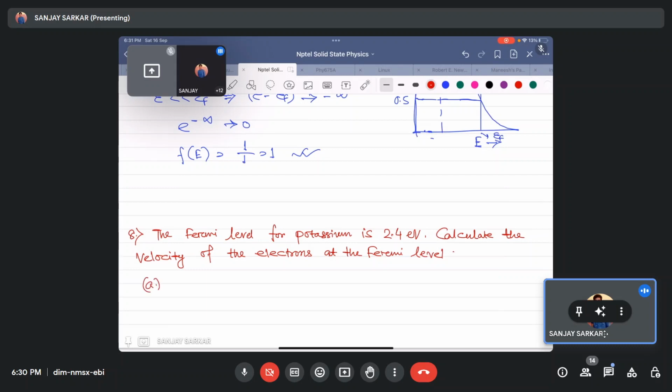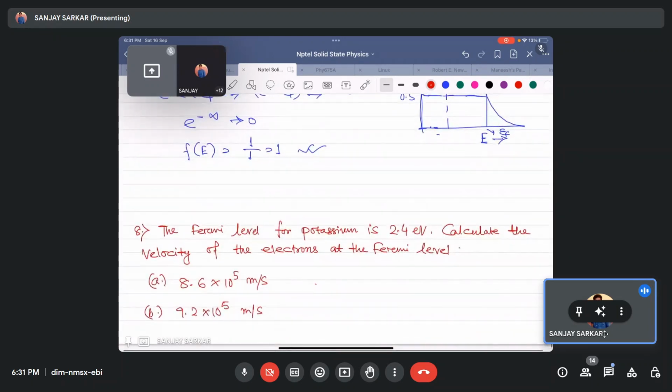And these are the options: A is 8.6 into 10 to the power 5 meter per second. Option B is 9.2 into 10 to the power 5 meter per second. Option C is 4.2 into 10 to the power 6 meter per second, and option D is 5.2 into 10 to the power 7 meter per second. So calculate the Fermi velocity.